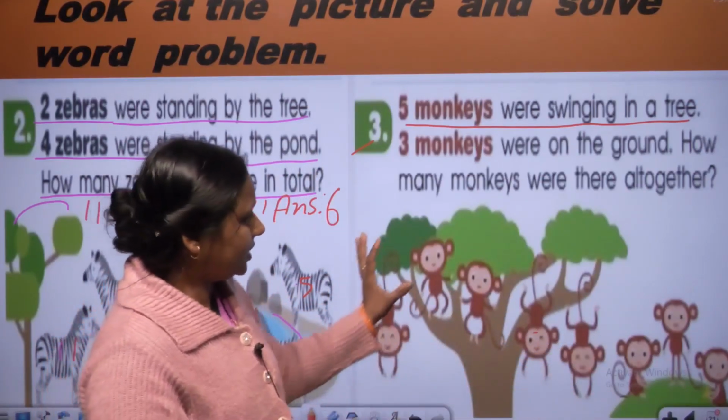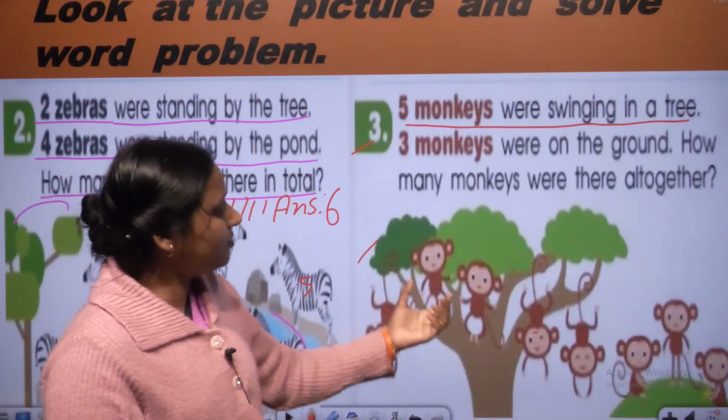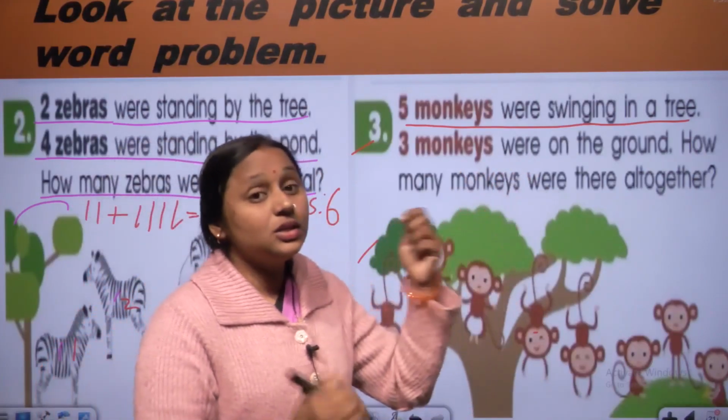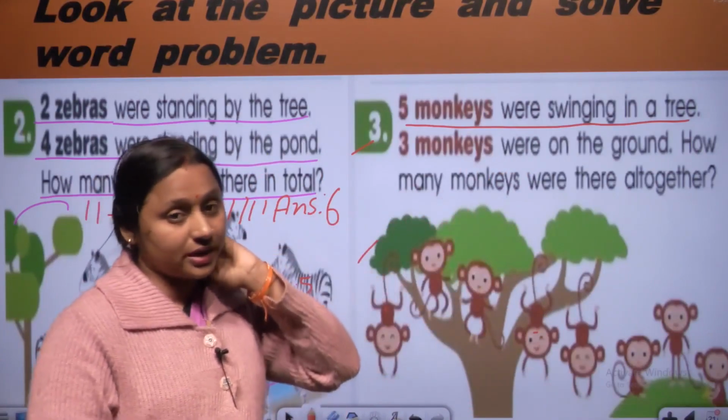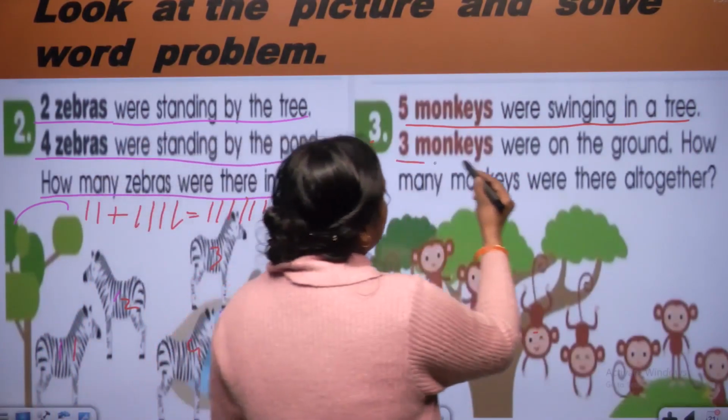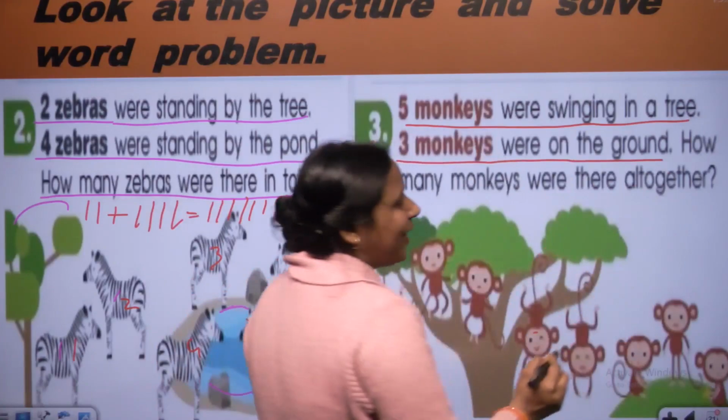Okay. Picture dekho. Look at the picture. 5 monkeys were swimming in a tree. Wo ped par jhool rahe hain. Okay. 3 monkeys were on the ground.